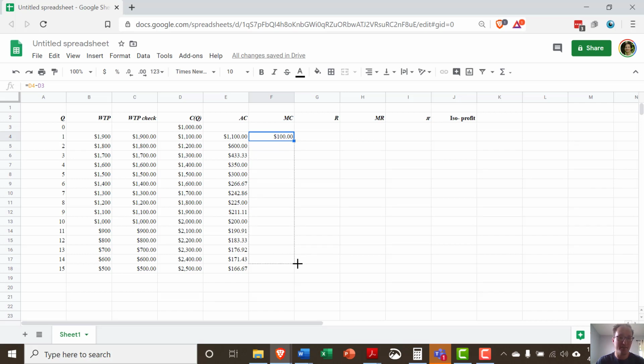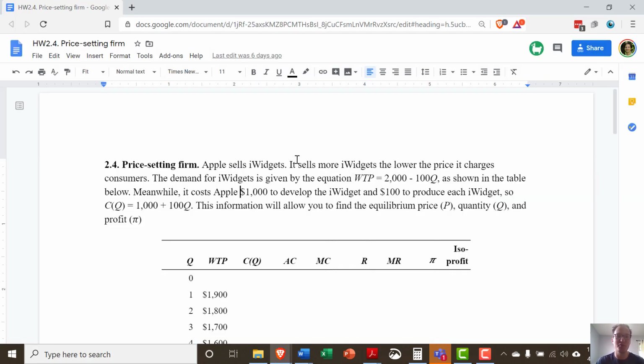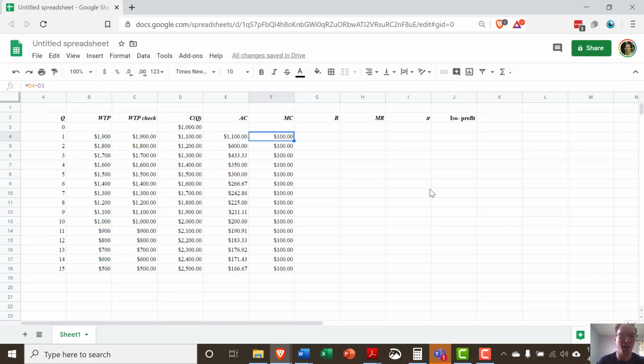If we drag this down, we'll see the marginal cost is always $100, which of course we already kind of knew from how the problem was worded, right? We said it costs Apple $1,000 to develop an iWidget and $100 to produce each iWidget. That means the marginal cost is always $100.